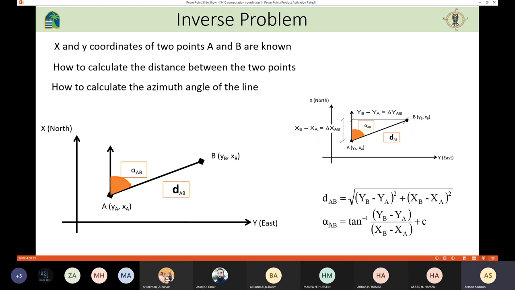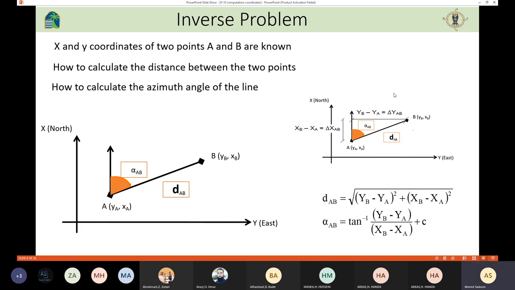And in order to solve for alpha AB, it is going to be tan inverse of (YB minus YA) over (XB minus XA). And of course, this line is going to be located in this quadrant, or this quadrant, or this quadrant, or that quadrant. We have four possibilities.